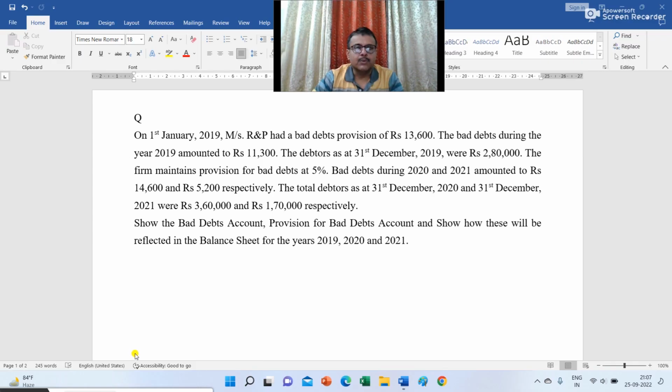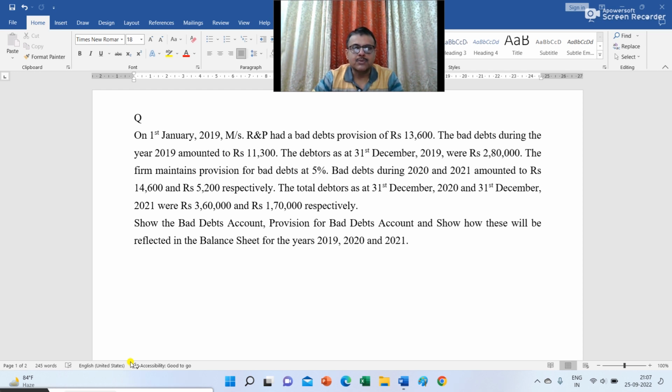On 1st January 2019, Messrs. R&P had a bad debts provision of rupees 13,600. The bad debts during the year 2019 amounted to rupees 11,300. The debtors as at 31st December 2019 were rupees 2,80,000. The firm maintains provision for bad debt at 5%.